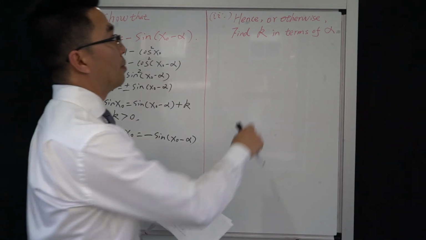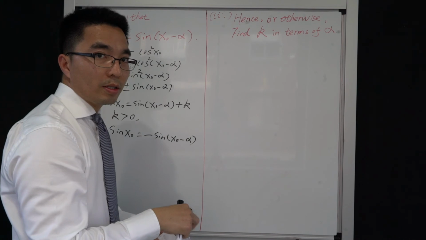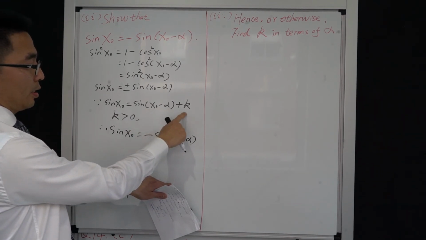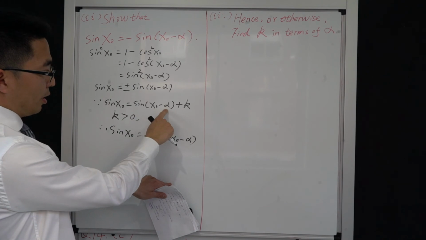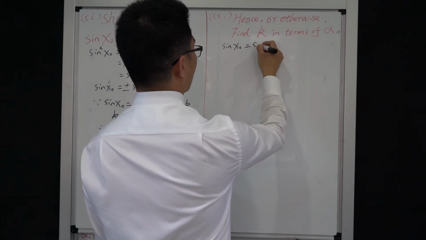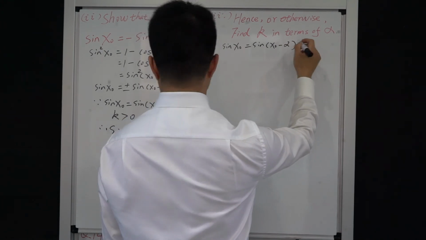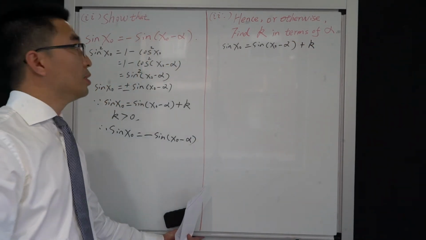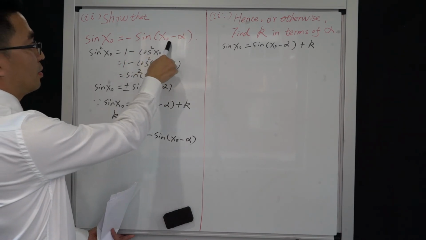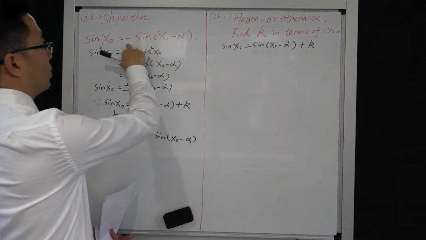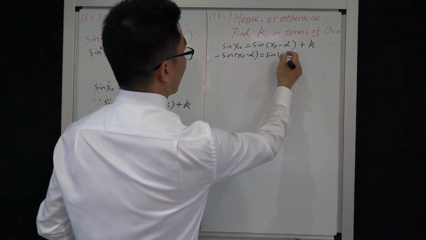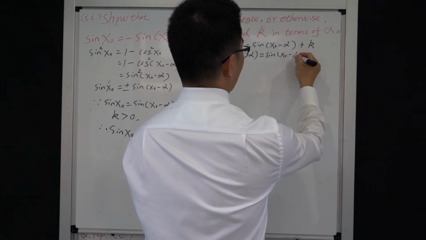Okay, last one. Hence or otherwise, find k in terms of alpha. From this relationship of alpha and k, we can find the equation for k in terms of alpha. Because sine x0 equals sine (x0 minus alpha) plus k, and because sine x0 equals negative sine (x0 minus alpha), we can replace this one with this one. So we have negative sine (x0 minus alpha) equal to sine (x0 minus alpha) plus k.